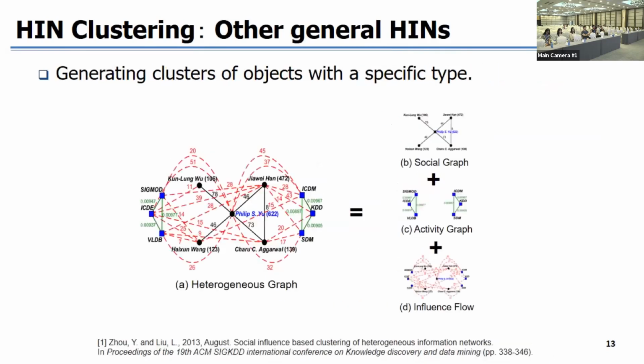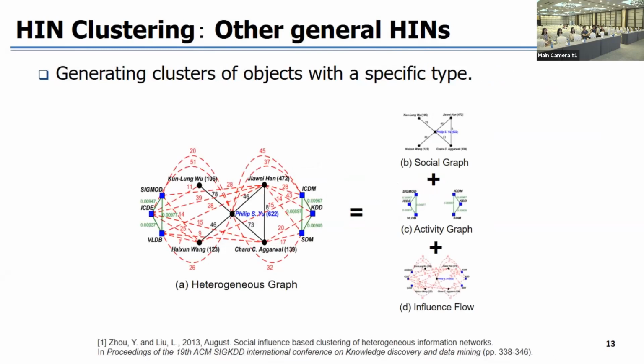A social influence-based cluster method builds a social graph and an activity graph. Then, the social influence-based similarity is computed based on the social graph and activity graph.